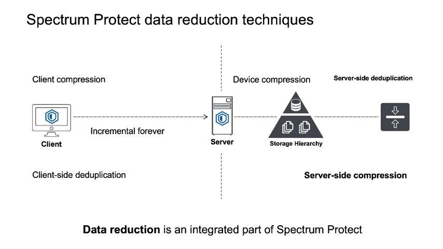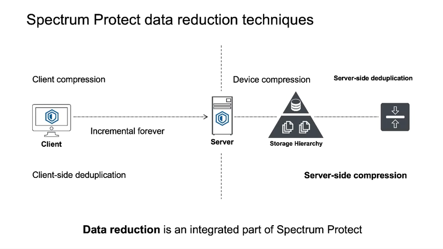Data reduction and data efficiency are key components of IBM Spectrum Protect and IBM's data protection portfolio as a whole. Data reduction is an integrated part of Spectrum Protect. As far as client compression, files are compressed by the client before transmission, which conserves network bandwidth and server storage. Incremental forever. After the initial backup, files are not backed up again unless they change. This also conserves network bandwidth and server storage.